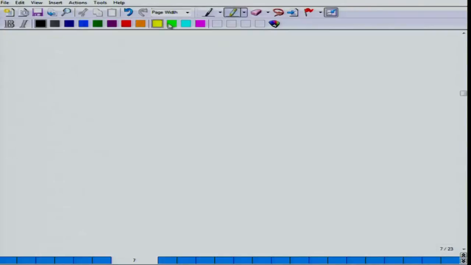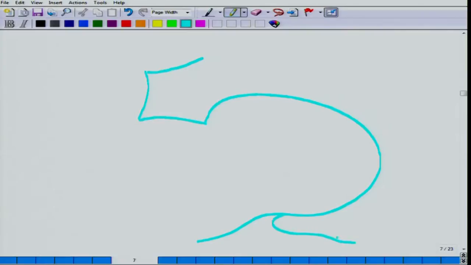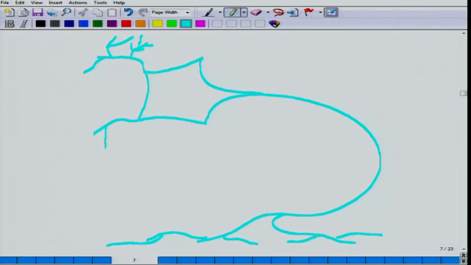For example, now here you have a cell sitting like this, and this is the axon. Here are the dendritic trees, dendritic arborization, and dendritic spines, and all that. That is the nucleus.